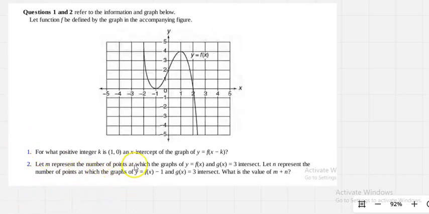Let m represent the number of points at which the graph of y equals f of x and g of x equals 3 intersect. M means the number of points it intersects. The graph of f of x has been given. The graph of g of x equals 3 is the horizontal line that passes through this particular point. So this particular line, that is the horizontal line that passes through point 3, is g of x equals 3. You can see that it intersects f of x at 3 points: 1, 2, 3. So that means m equals 3.